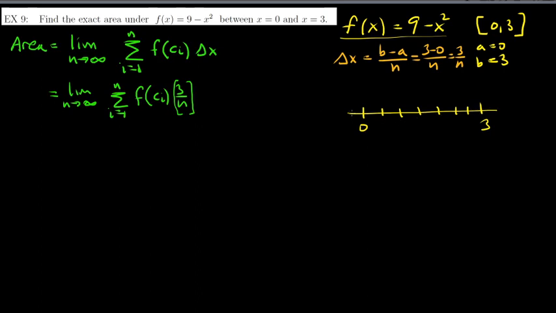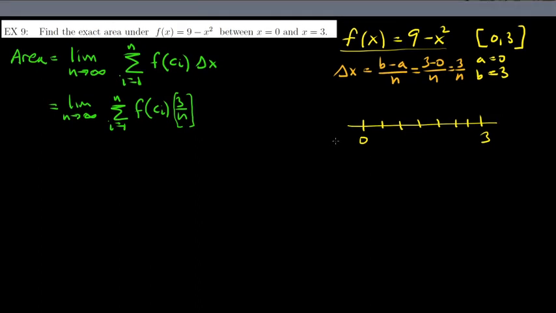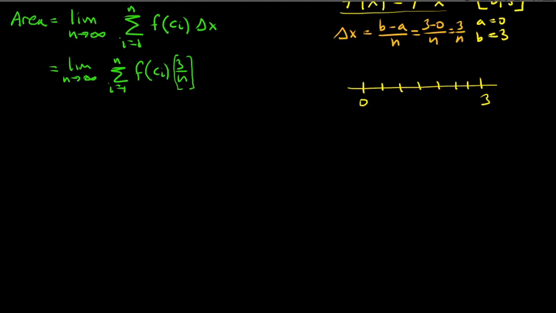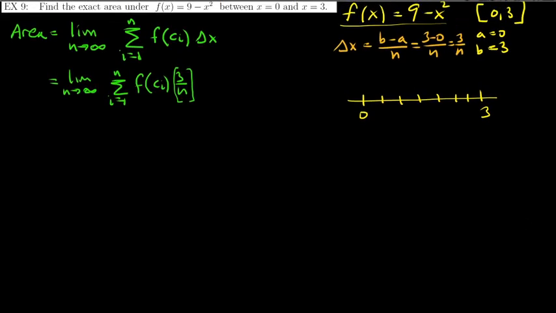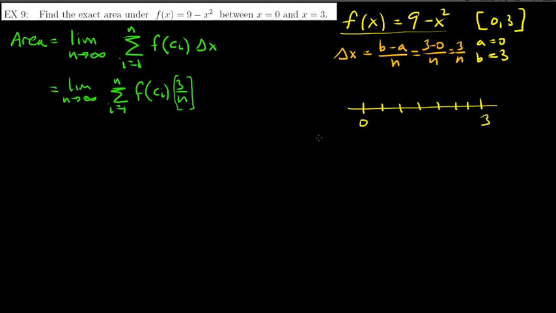So what do we want to use for our ci? The question is, do we want to use the left-hand endpoint or the right-hand endpoint? Let's start with the right-hand endpoint. In other words, x1 is here, x2 is here, x3 is here, and then this will be xn.